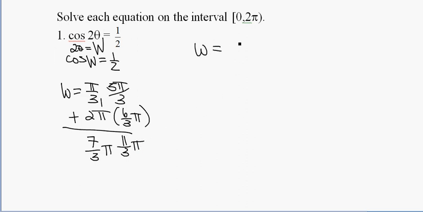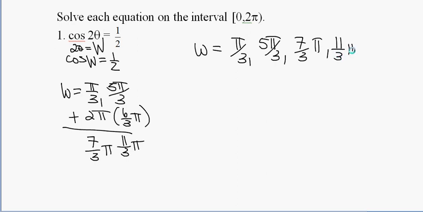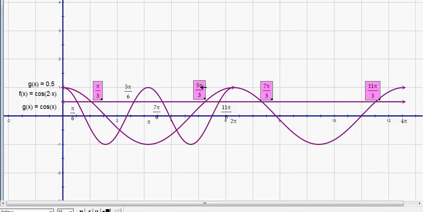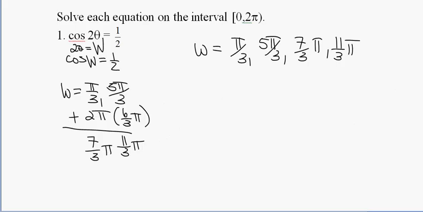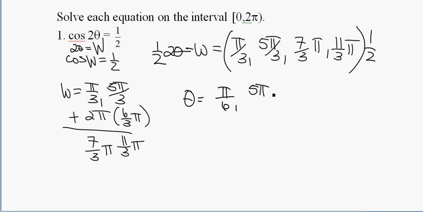So W in this case gives me the four answers of pi over 3, 5 pi over 3, 7/3 pi, 11/3 pi. And you notice those are the four angles that I have right here highlighted in pink. Well, since W is equal to 2 theta, I can just replace 2 theta here. So I want to get theta all by itself. That's my goal, solve for theta. So I need to multiply this by a half and multiply this whole side by a half. So I get theta equals pi over 6, 5 pi over 6, 7 pi over 6, 11 pi over 6.